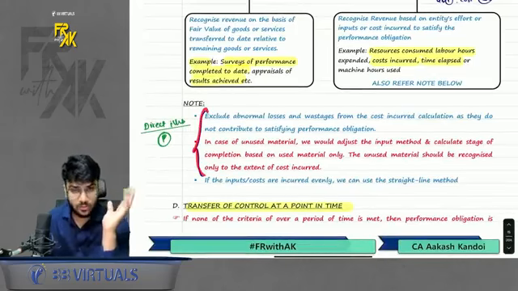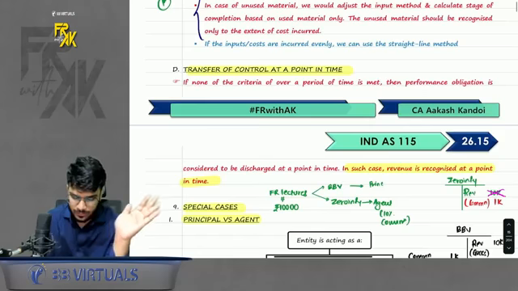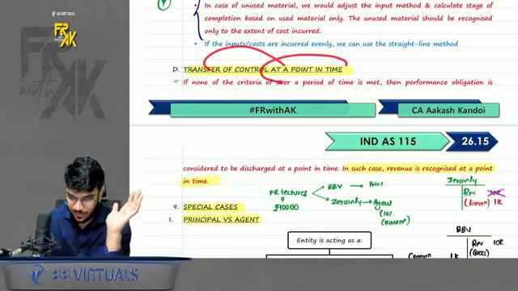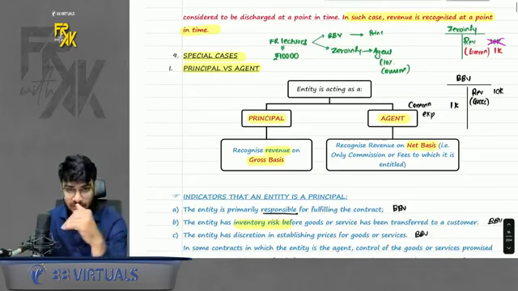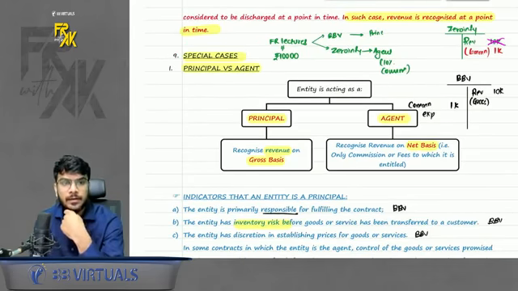Acha, we have a note. For the note, I will teach you a direct illustration. Don't worry about it. Then, if none of the criteria above are met, we will assume that control is getting transferred at a point in time. Okay, this is what we have done. Now we move on towards the special cases. Now, what are special cases?